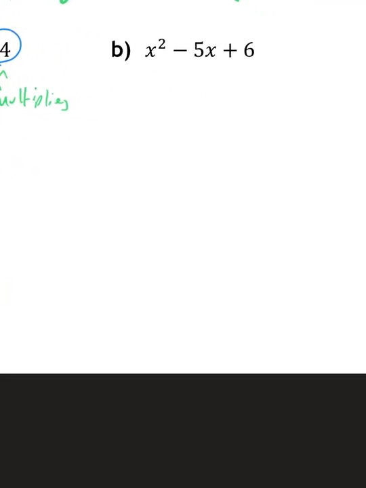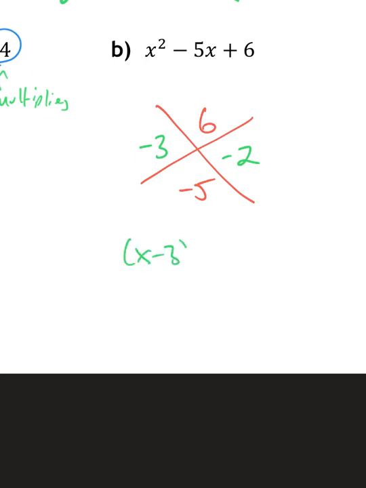So if I'm looking at another one, the more you do, the easier these become, I promise you. So 6 goes up top, negative 5 goes in the bottom. So what multiplies to get 6 and adds to give you negative 5? So that's going to be negative 3 times negative 2 gives me positive 6 and adds to give me negative 5. So x minus 3 and x minus 2.